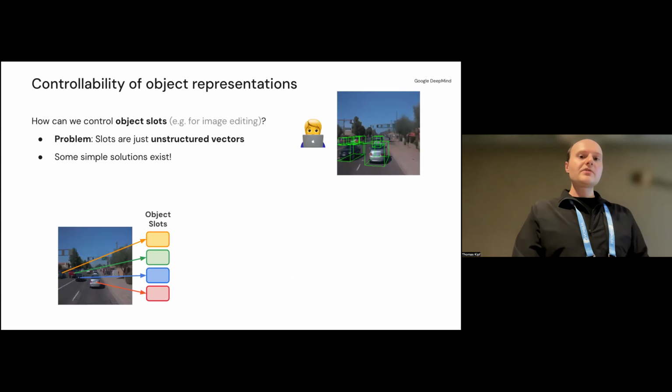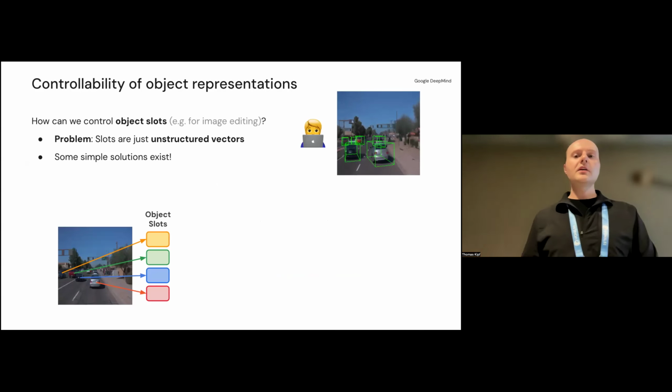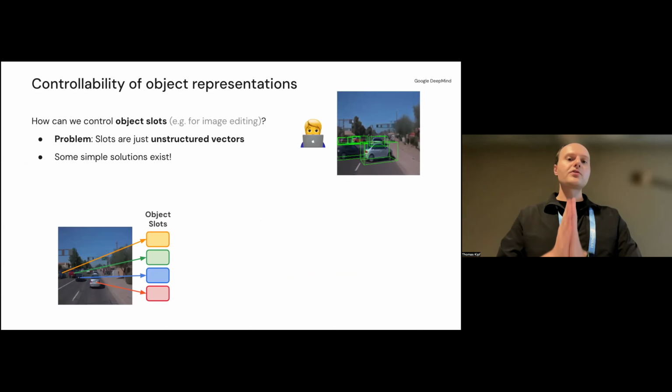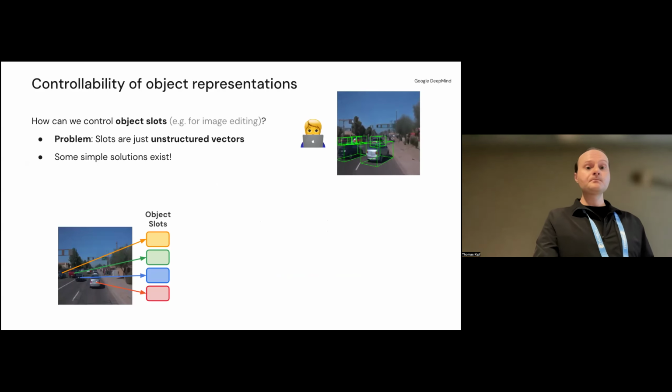So that's all I want to talk explicitly about robotics. And for the rest of the talk, I want to go into this problem of controllability of the object representations themselves. How can we control object slots, for example, for tasks like image editing?